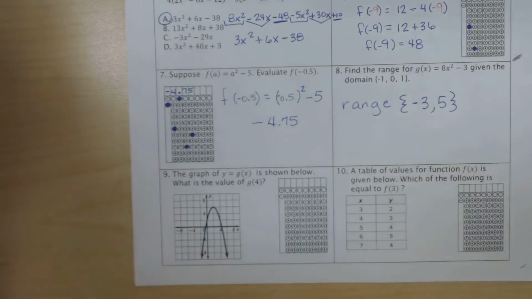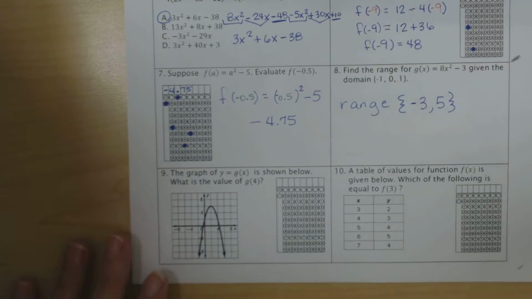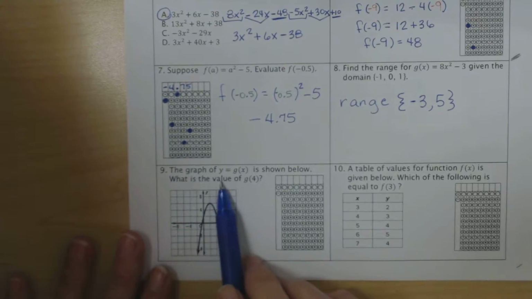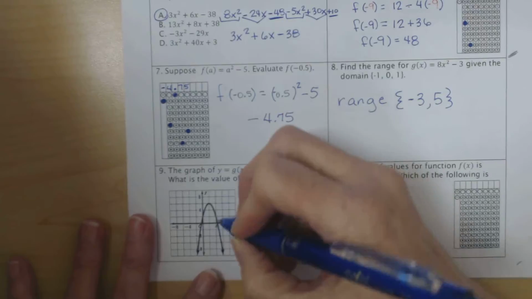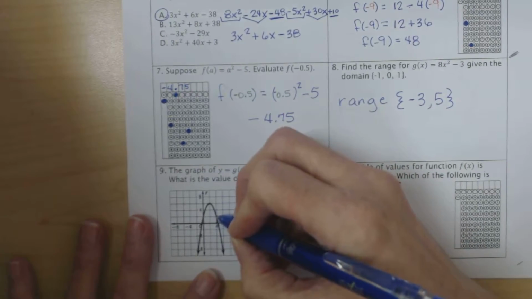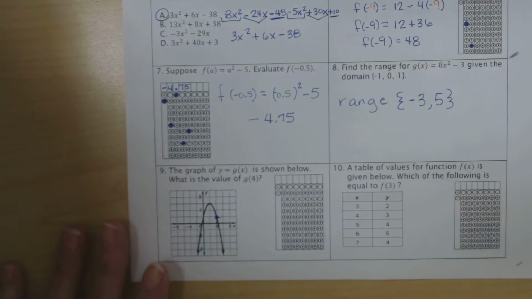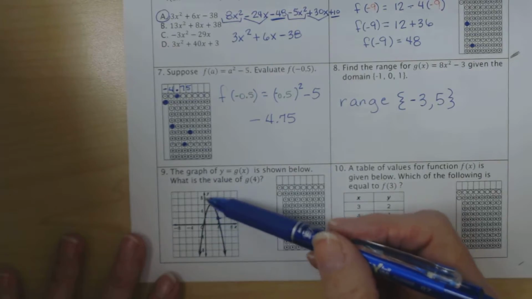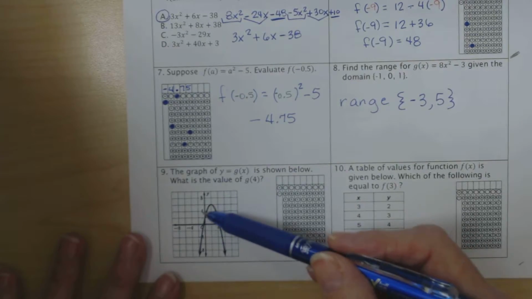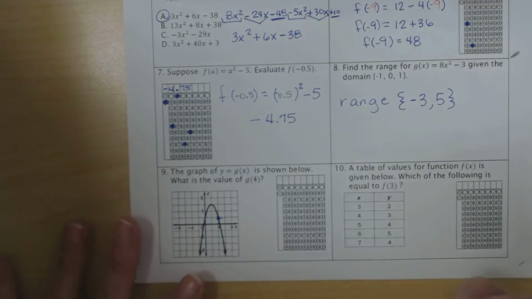The graph on number 9 is of g of x. So this is our function right here. This is the graph of the function, and they want to know what the value of the function is if x equals 4. So I'm going to come over here to 4. Here's where x equals 4, and I'm going to go up until I'm on the graph. So what is the y value here? Now we need to be careful because it looks like it might be 1, but when you look at how they're counting, they're really counting by 2's. 2, 4, 6, 8. So this y value is going to be 2.